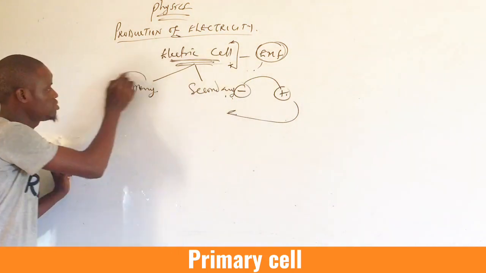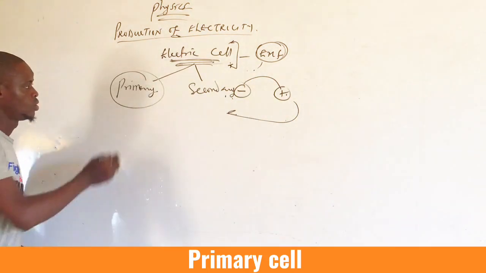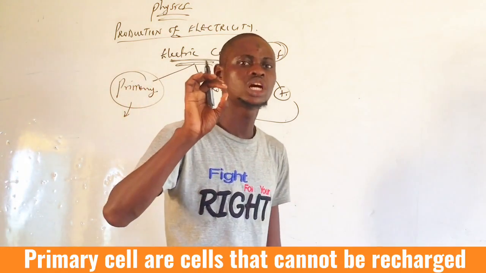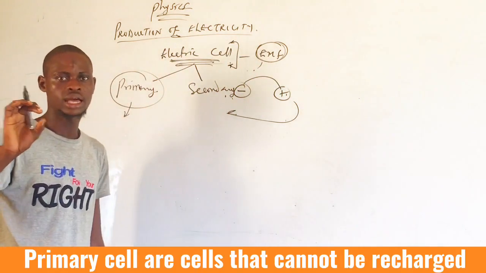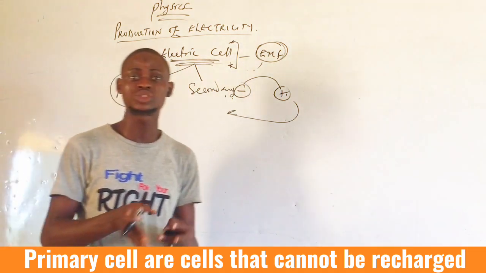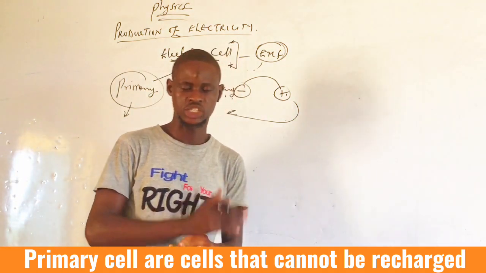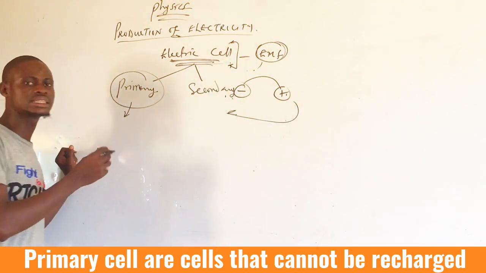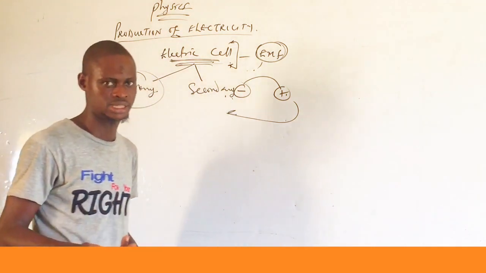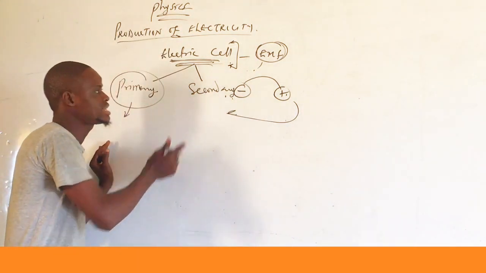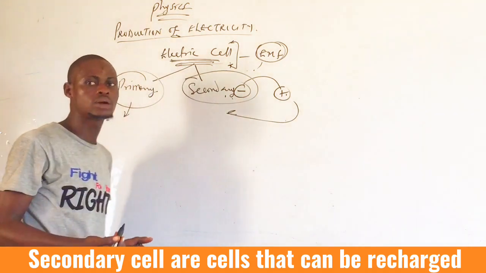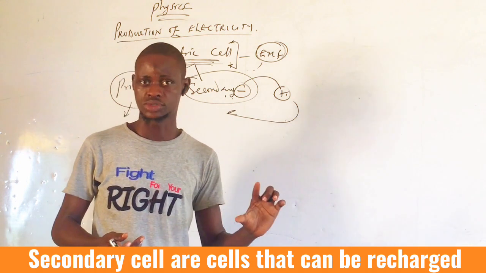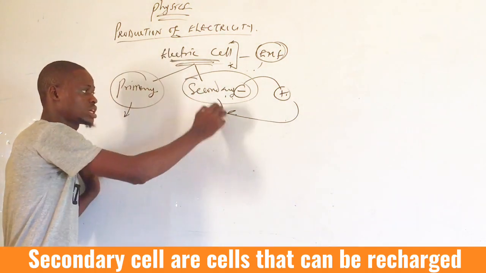Now, when we talk about primary cell, without wasting much of our time, what do you mean by primary cell? Primary cells are cells that cannot be recharged. Majorly, the chemicals are always used up in the process of the reaction, and these chemicals can never be reversed. That is the primary cell. While secondary cells are cells that can be recharged. So we can easily recharge our secondary cells.